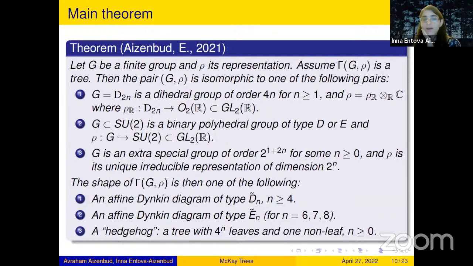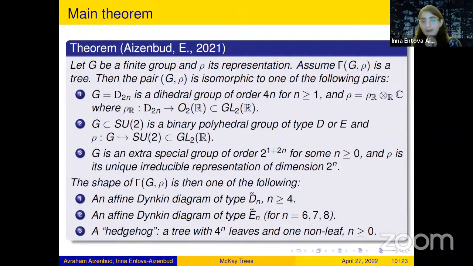G can be a finite subgroup of SU2 of types D or E, as in the list which we saw before. Or G can be something funny, which is called an extraspecial group of order 2 to some odd power. And I will soon explain who those extraspecial groups are. In that case, G has a unique irreducible representation of dimension greater than 1. This representation has dimension 2 to the n, and rho must be this 2 to the n dimensional representation.